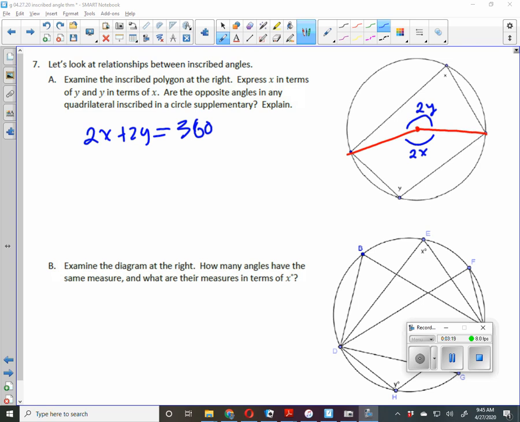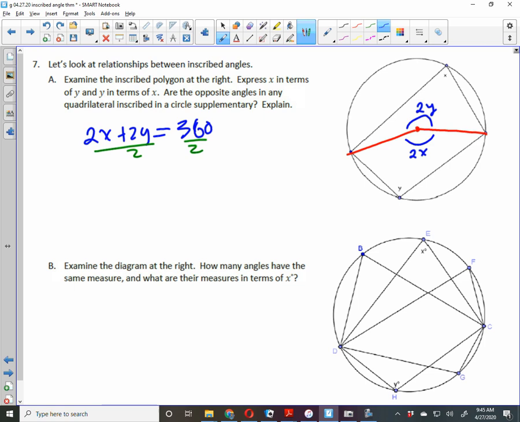So to continue, we could divide by 2, and we get x plus y equals 180, or subtract x, we get y equals 180 minus x, or if we subtracted y, we can get x equals 180 minus y. Okay, so let's go back. We've solved in terms of x and y.